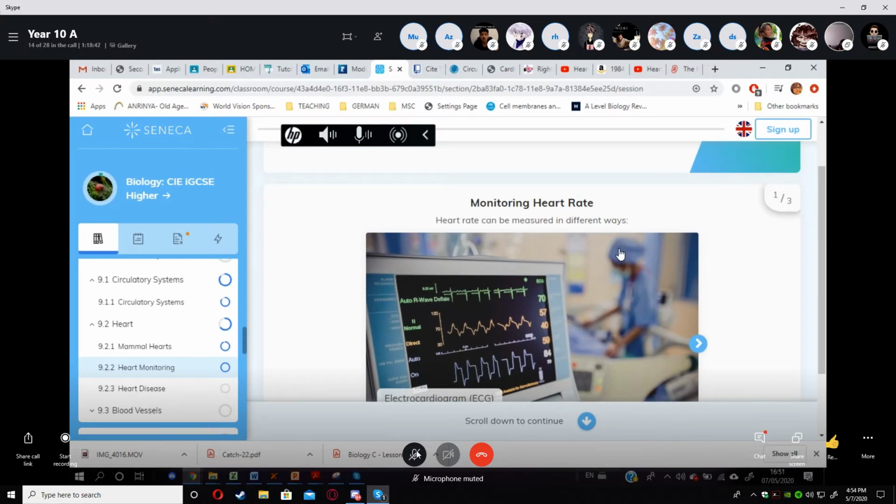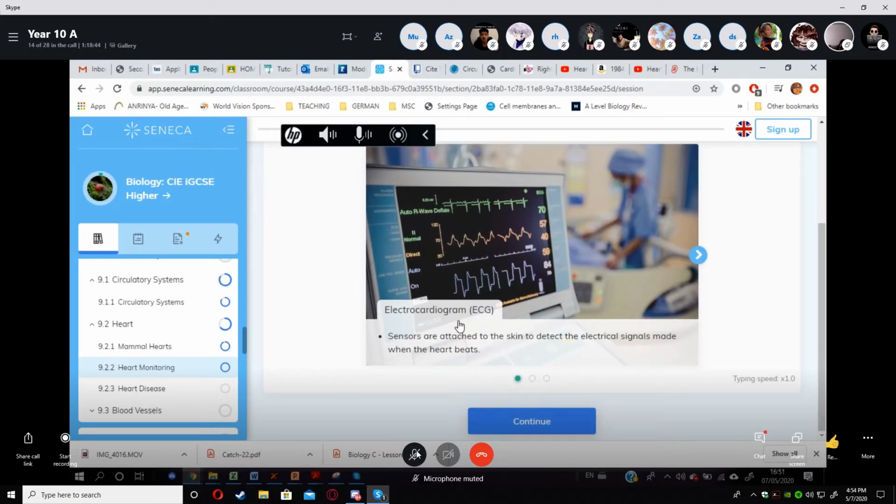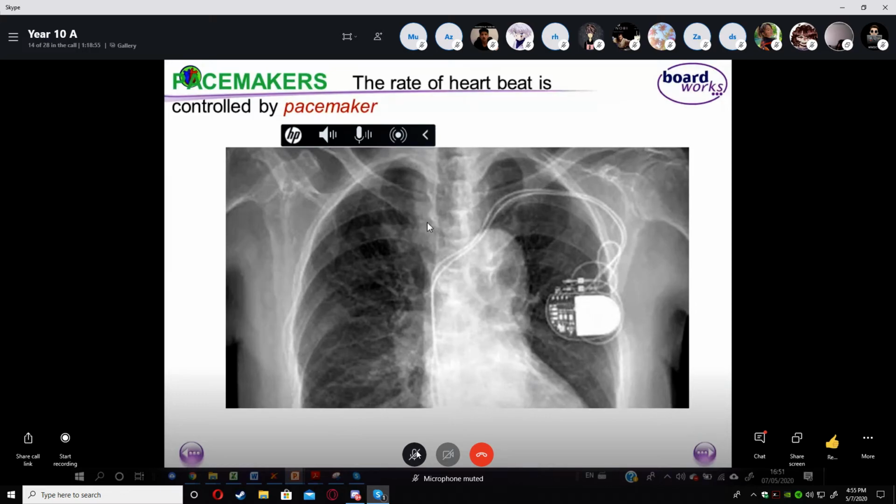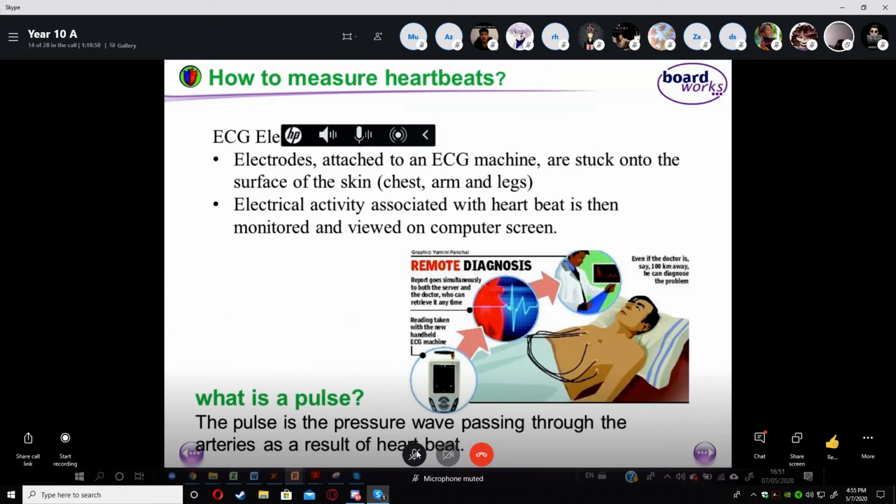Okay, so monitoring heart rate. Heart rate can be measured in different ways, okay? One is the ECG, a machine called an electrocardiogram. I was showing you this picture in this presentation. The electrocardiogram functions like this. There are electrodes attached to the ECG machine, which are stuck onto the surface of the patient's skin, like the chest, arms, and legs. Then the electrical activity associated with the heartbeat is monitored and viewed on the computer screen.